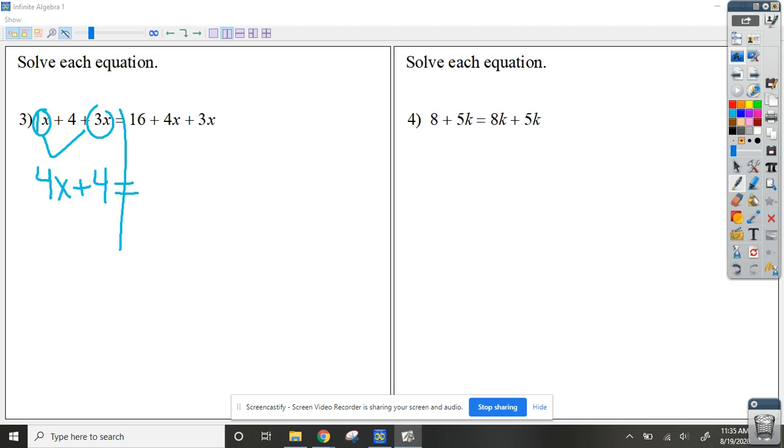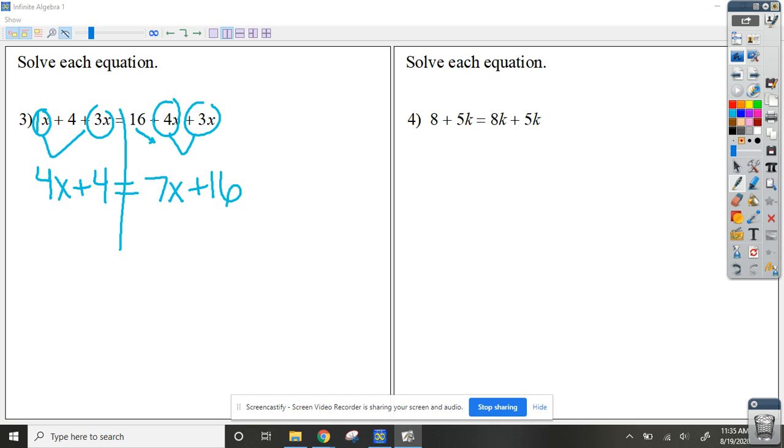Okay, let's look at the right side. Do you see anything that I can combine together? I see that I have a 4x and a 3x. So let's combine those. 4 plus 3 is 7x. And then I'm also going to bring down the 16, which is positive.